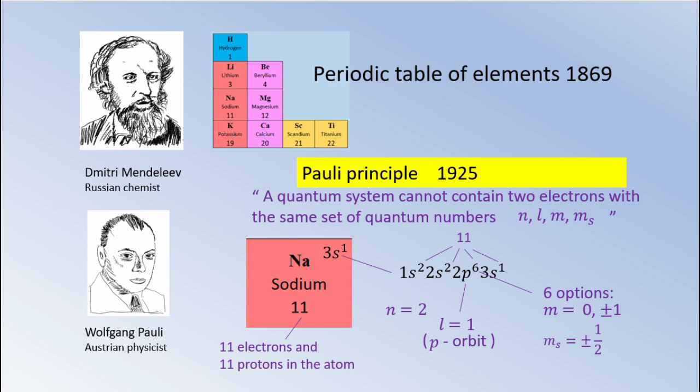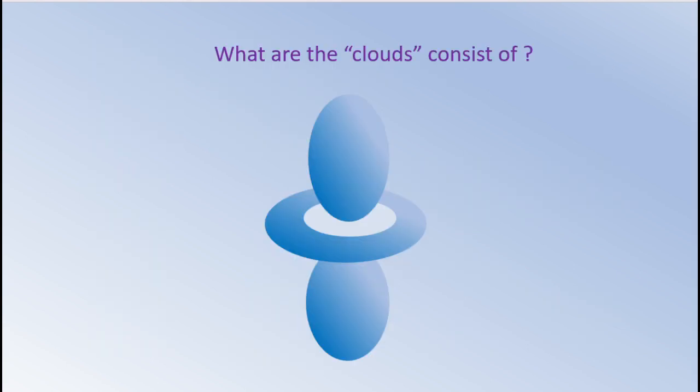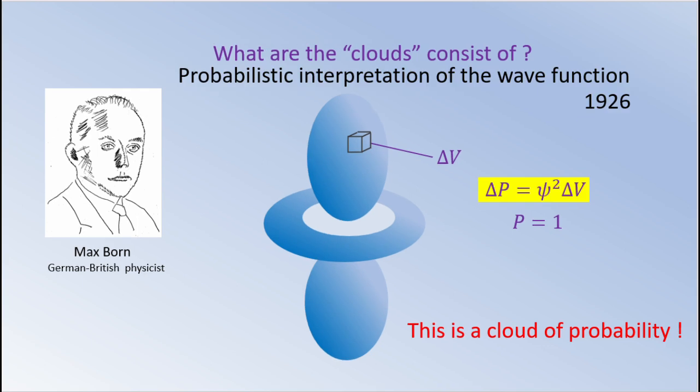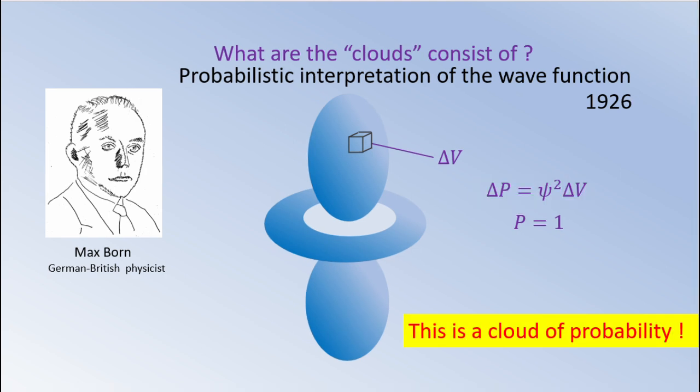The success of the new quantum theory was just magnificent, but one question remained unanswered. What do electron clouds consist of? In 1926, Max Born answered this question. He said that the product of the volume occupied by some small element delta V in space by the square of the wave function at a point inside this element is proportional to the probability of finding the electron inside this element. In scientific language, the squared wave function determines the probability density of finding an electron at a given point in space. In everyday language, we may simply say that the electron cloud consists of probabilities.